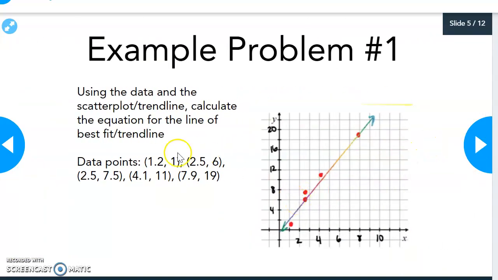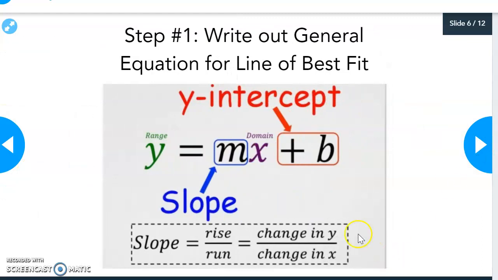Again, same question as earlier. We're using this scatter plot with this trendline and these data points to calculate the equation for the line of best fit. All right, so remember y equals mx plus b. Like I said, slope is equal to rise over run, or the change in y, so y2 minus y1 divided by x2 minus x1.